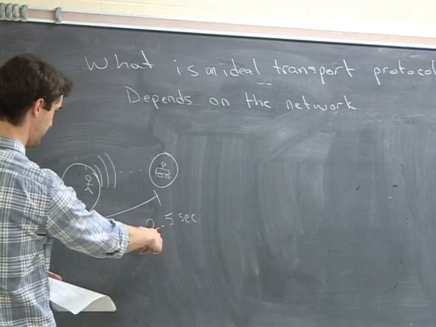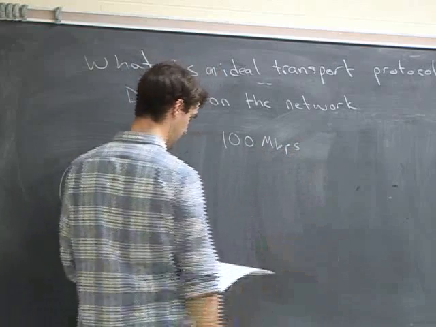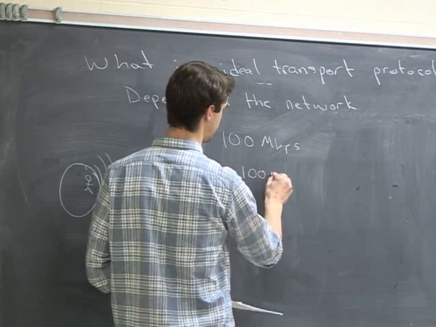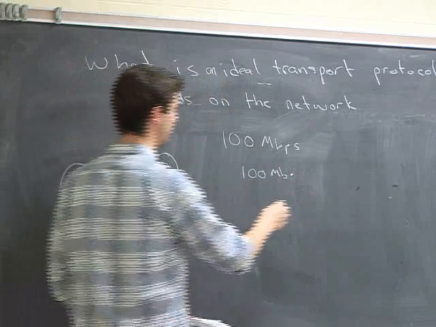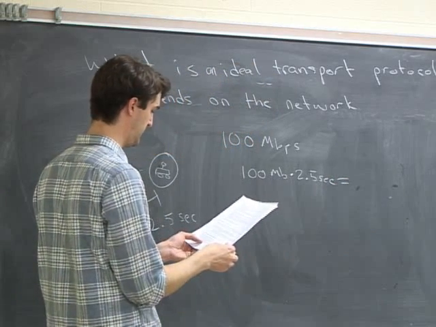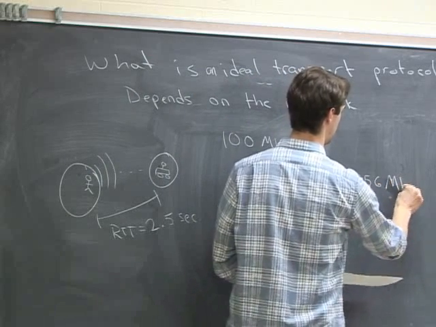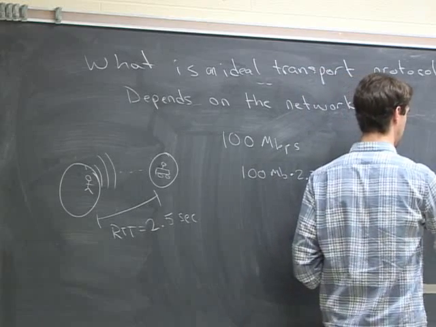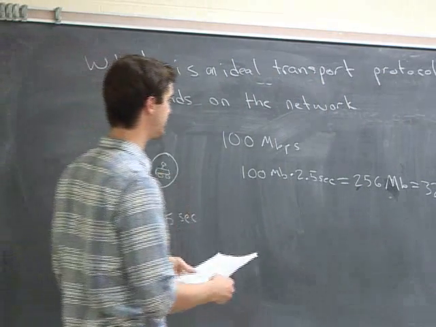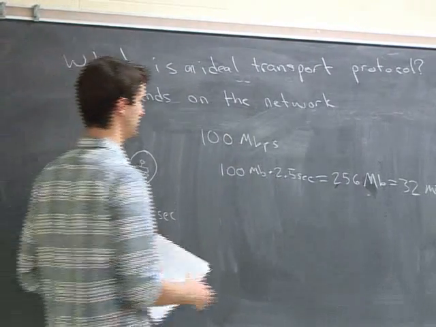In fact, with this large a round trip time, if we assume that we have a 100 megabit per second link, and this round trip time of 2.5 seconds, then we can send 100 megabits times the round trip time of 2.5 seconds. This works out to be 256 megabits, which is about 32 megabytes. So if we were to just send at our full rate here on Earth, we could send 32 megabytes before we received an acknowledgement for any data.